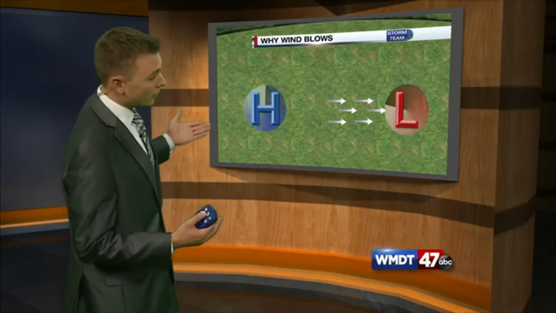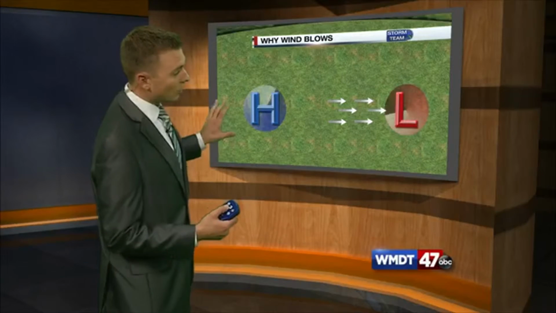Now, it also depends on how close the systems are. If high pressure and low pressure are very far apart and there's a small difference between them, we're going to see the winds blowing a bit slower. But the closer they are, the bigger the gradient between them, the stronger the winds will be blowing.